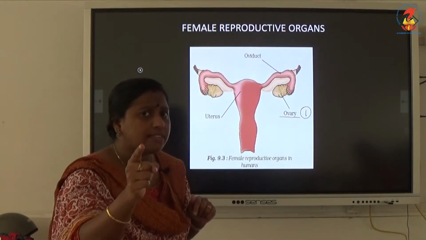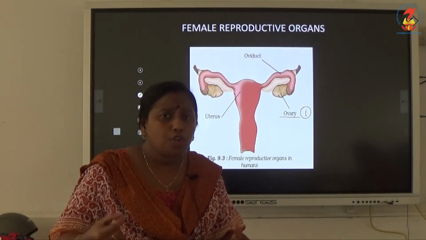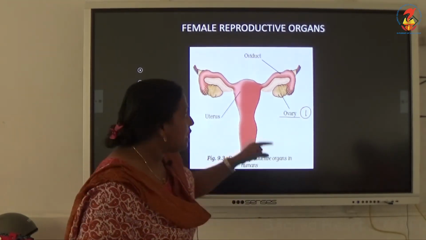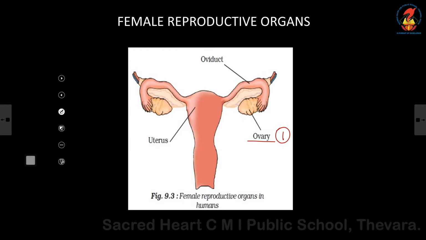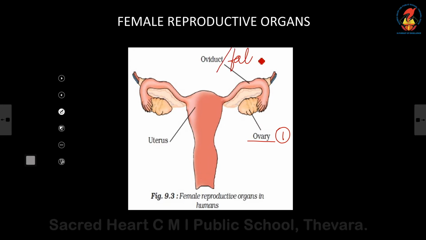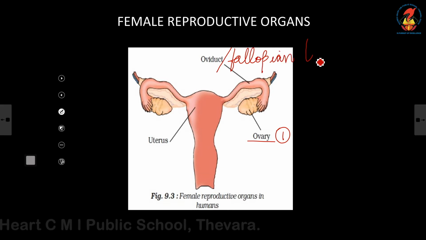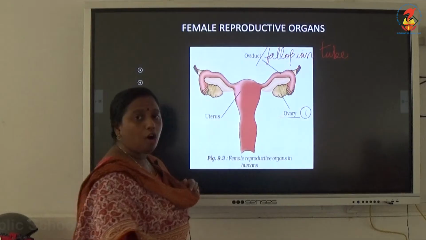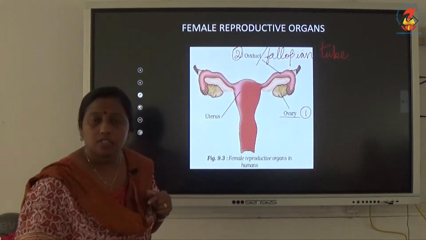Remember the male reproductive system? From the testis a tube or duct starts, isn't it? What do you call the tube? You call it a sperm duct. Similarly, from the ovary, see, tubes are arising. You call this tube the oviduct or the fallopian tube. Both are the same, so you have to study both the names. Fallopian tube or oviduct, this is the second part of the female reproductive system.